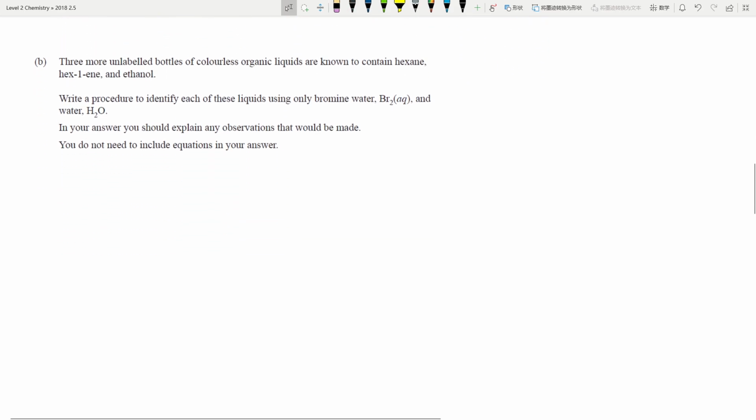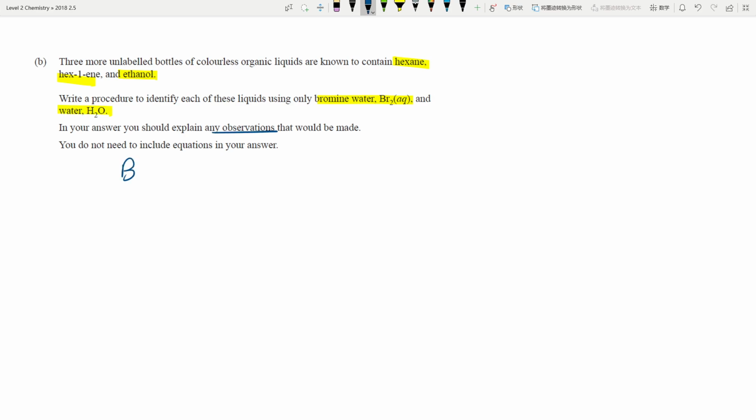All right, next one. You have 3 more unlabeled bottles. Jeez, they suck at labeling things. They're known to contain hexane, which is an alkane, hexene, which is an alkene, and ethanol, which is an alcohol. Write the procedures to identify each using only bromine water and water. Explain any observations.